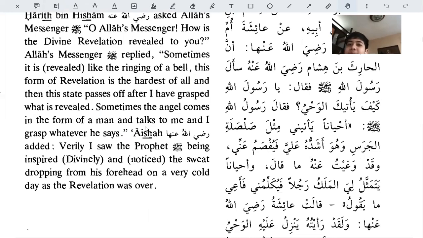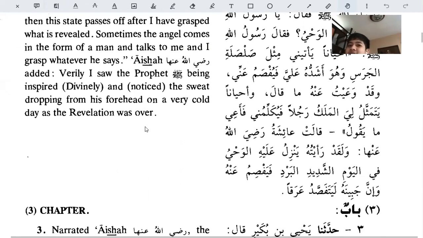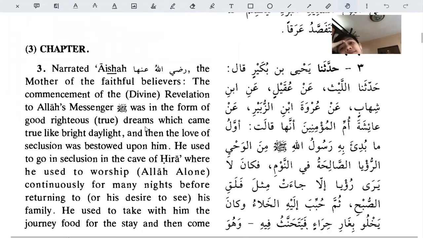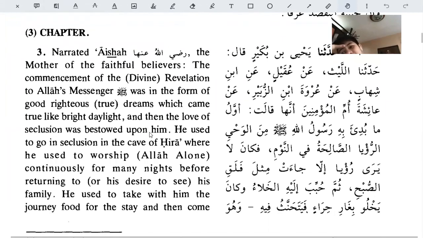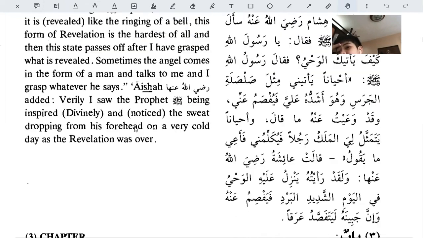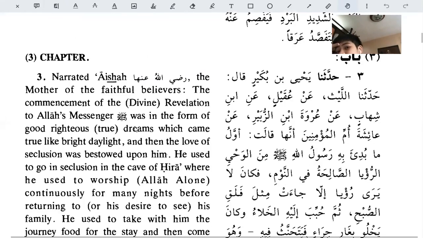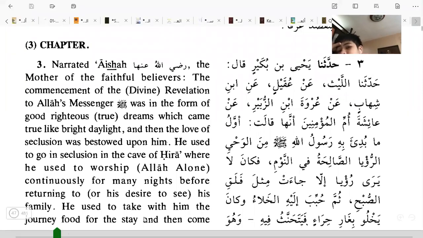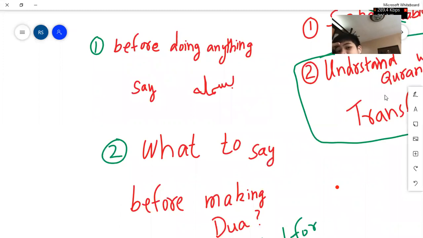Now the Quran part is done because it's 20 minutes already. So this is a hadith basically. We have already completed the Quran part. Now we are reading hadith. Today I am keeping things short because this is your first class. Now if you have any question, you can ask me.